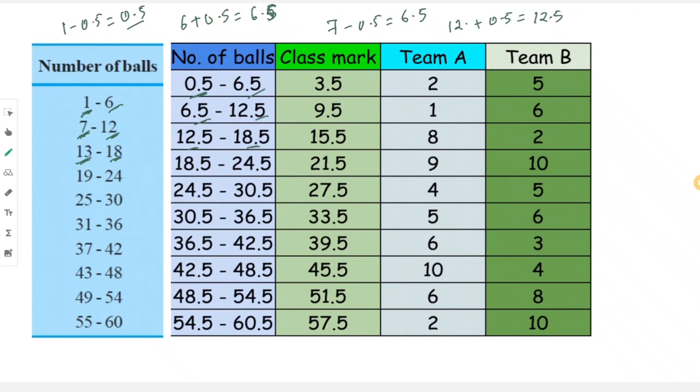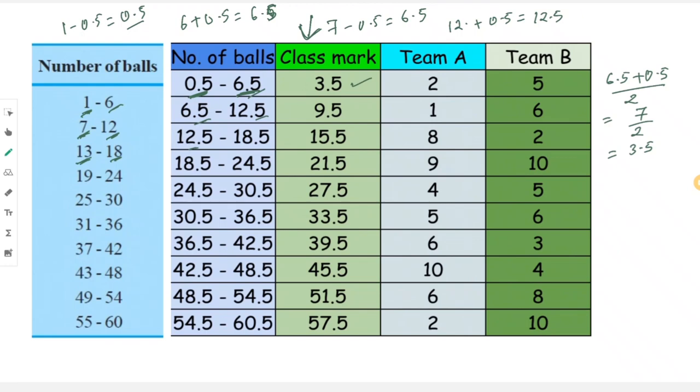Okay, if you're done with that, you must have noticed that while making a frequency polygon, we always need a midpoint, so we have to find a class mark. How do you do this? Upper plus lower divided by 2. So upper is 6.5, then the lower is 0.5, divided by 2. If I add both of them, I'll get 7 by 2, which will give me 3.5.